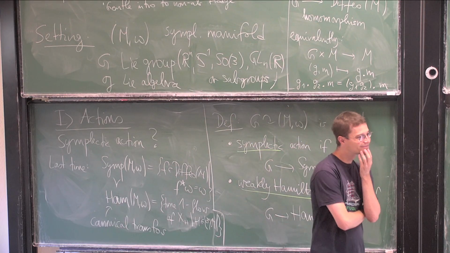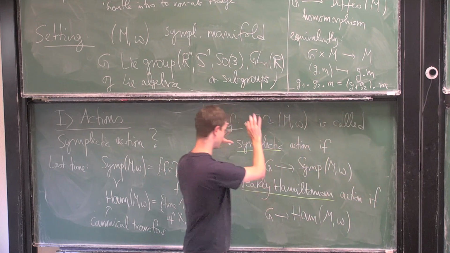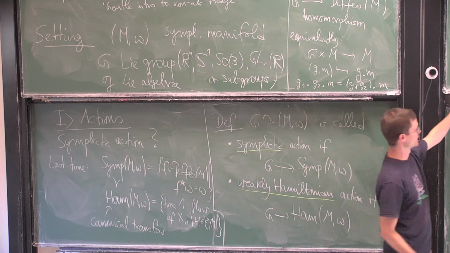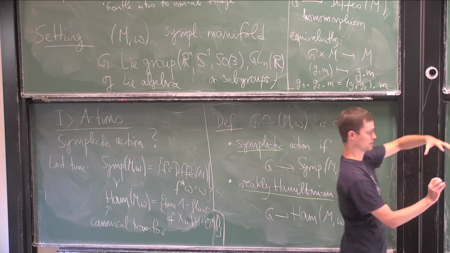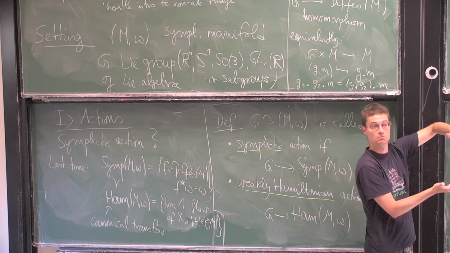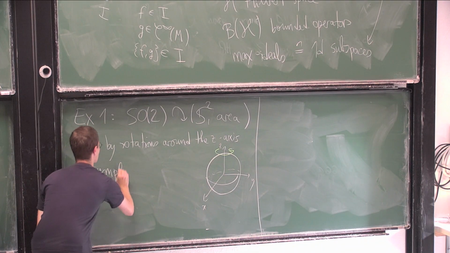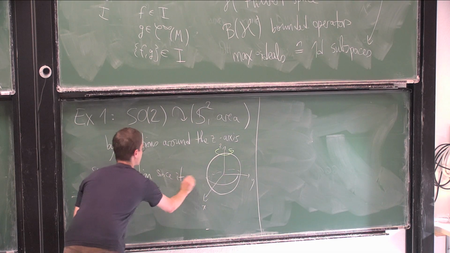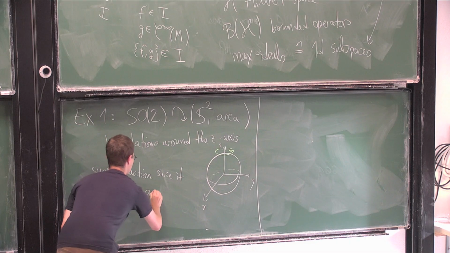Yes, why? Exactly. So maybe these terms seem very complicated, but in this setting it's very easy. In two dimensions, symplectic means area preserving. So does this rotation preserve areas? Well, of course. So yes, it's a symplectic action, since it preserves areas.